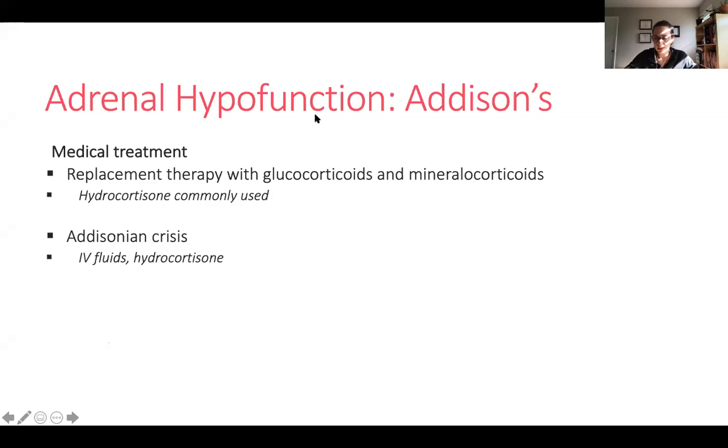So for treatment, it can be treated with medication. So obviously replacement therapy, which most commonly is used, is hydrocortisone. And that is used because it contains both glucocorticoid and mineralocorticoid. As far as Addisonian crisis, that is treated with IV fluids, hydrocortisone, electrolytes. They can be given dextrose, and all of those things are to restore the normal blood pressure.